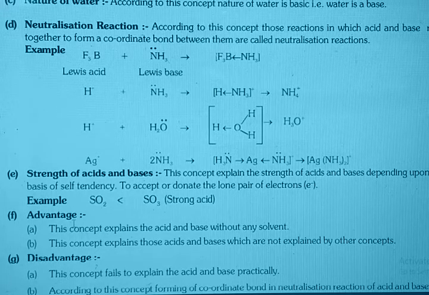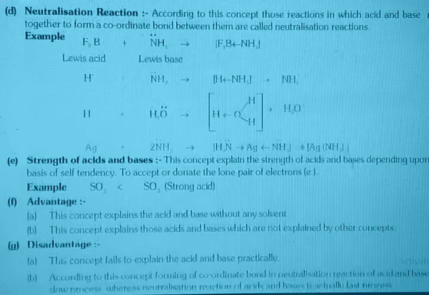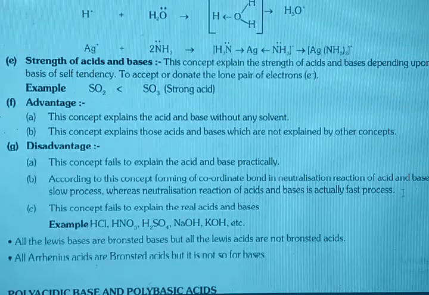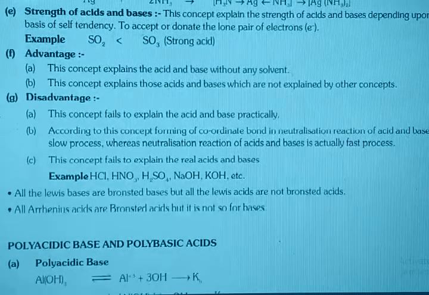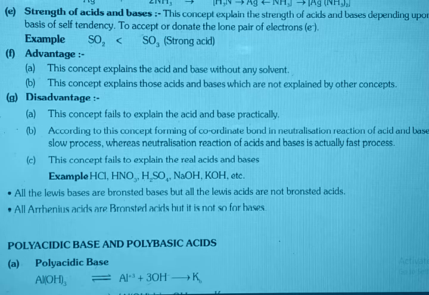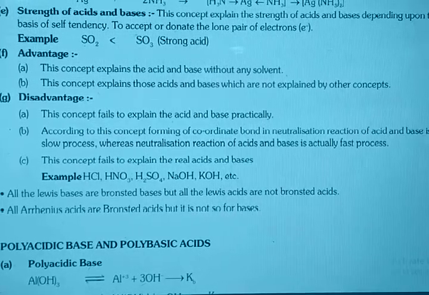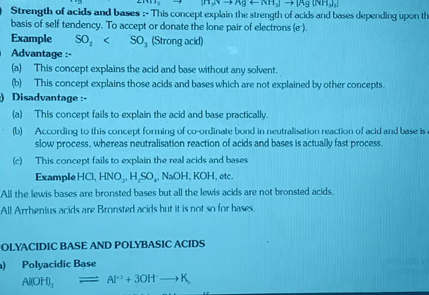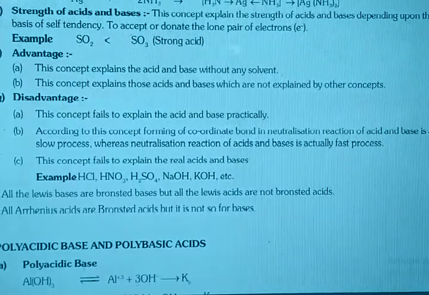In silver, as it accepts the lone pair of electrons from two ammonia molecules, it becomes Ag(NH3)2 plus. Now the strength of acid and base according to this concept. What is the strength of acid and base? According to this concept, it depends upon the self tendency to accept or donate lone pair of electrons.